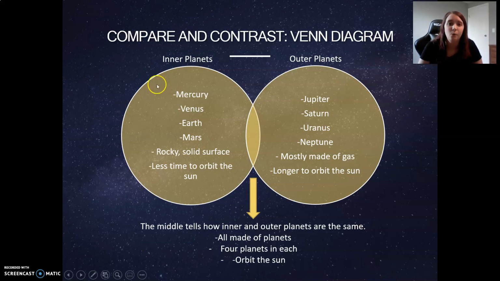So this is a great way to organize your thoughts. I know I like seeing it in a picture form because I can see how they are different and how they are the same. It's a little bit easier to read.